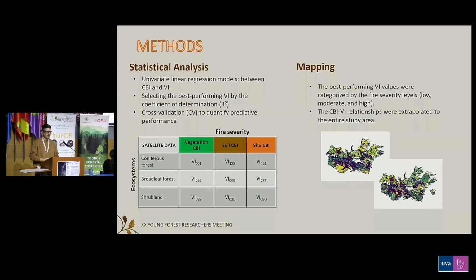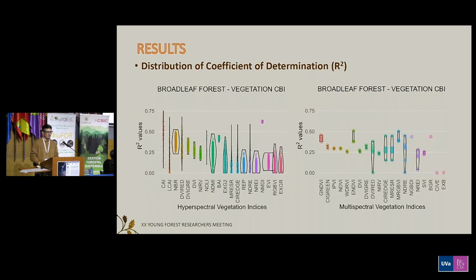A univariate linear regression model between the CBI and the vegetation index was used. We got the different correlations to know which are the best vegetation indices for each of these classifications. After that, we used the mapping to extrapolate this information. Some of the results are shown here. On the left part, we got a bunch of vegetation indices with different values, some with the highest correlations and some with the lowest. The same happened with the multispectral data on the right side, but because we don't have many bands, we didn't have much data to plot.